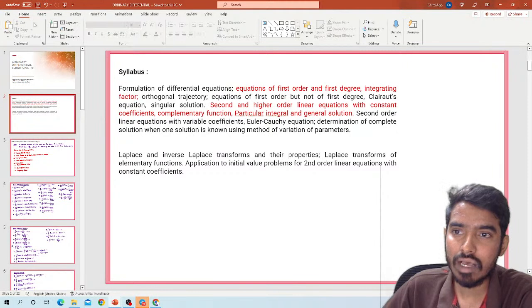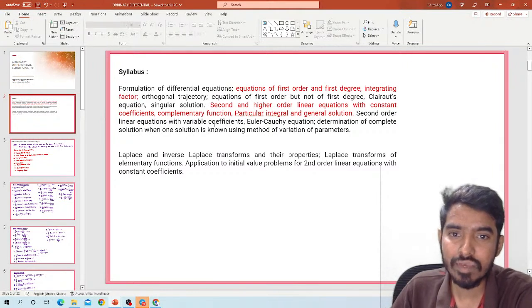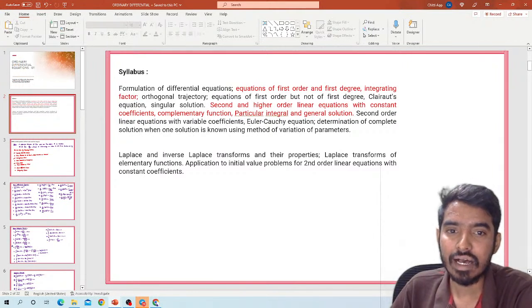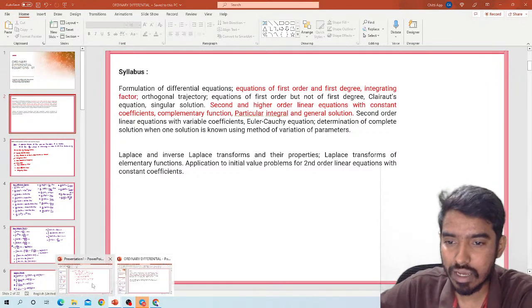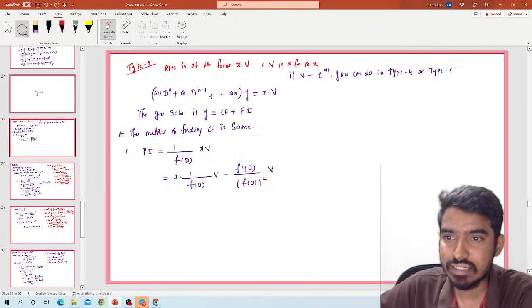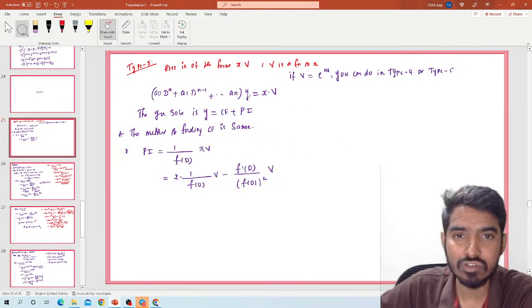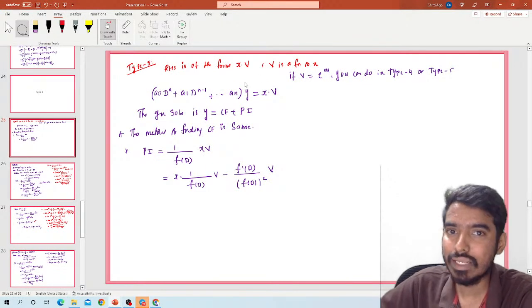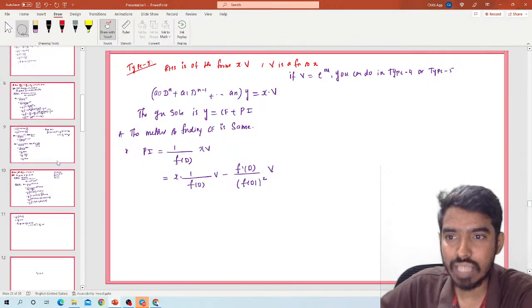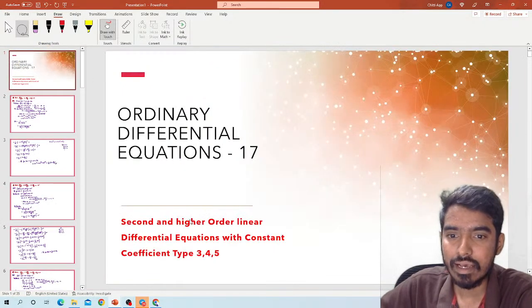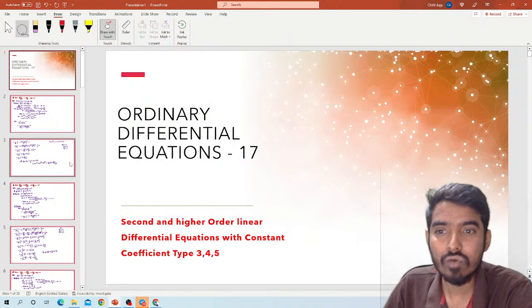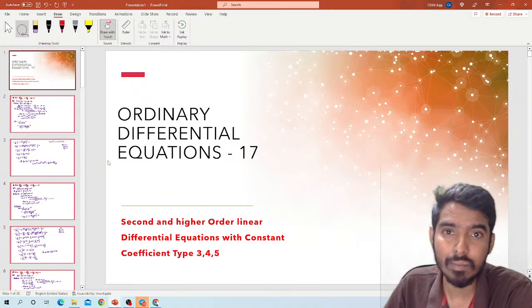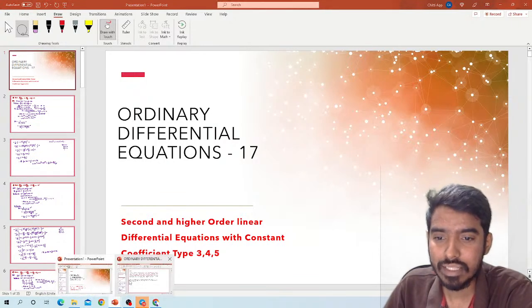So next class, we're going to start second order linear equations with variable coefficients. In the linear differential equations that we have just now solved, the coefficients are constants, right? So a naught, a1, and so on up to an. If those are variable, that will be the next type, the next method that we're going to do. This topic is completed, that is second and higher order linear differential equations with constant coefficients. Now we're going to solve variable coefficients in the upcoming classes, right? That will be the third topic.